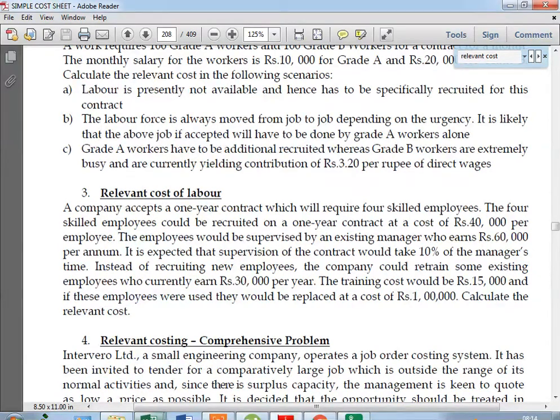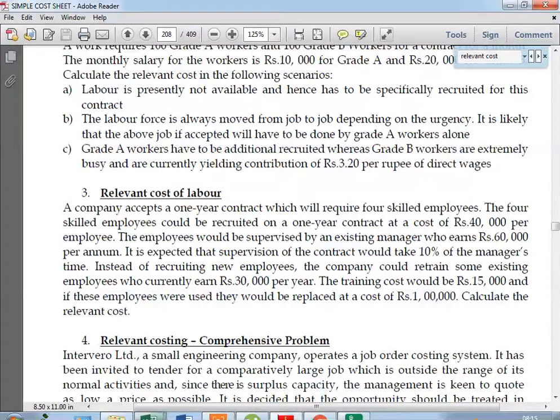Next point. Existing employees will have to be replaced by new employees for taking up this contract.